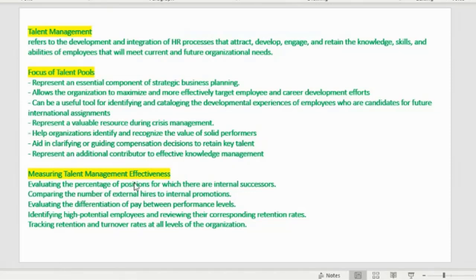Just 1 second, let me be sure this is being recorded. Okay.